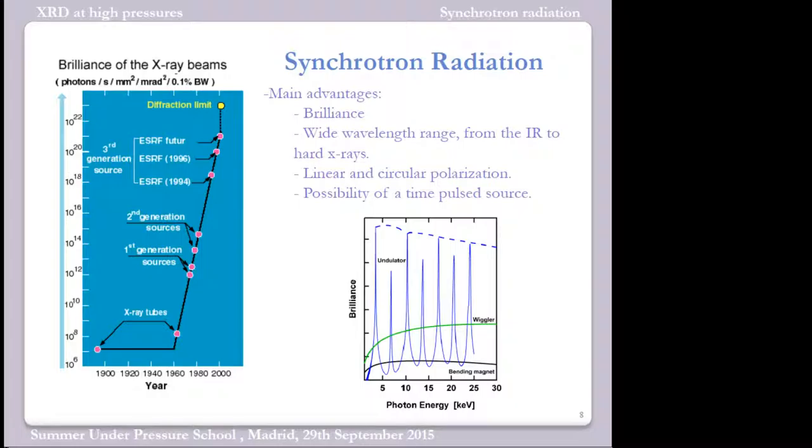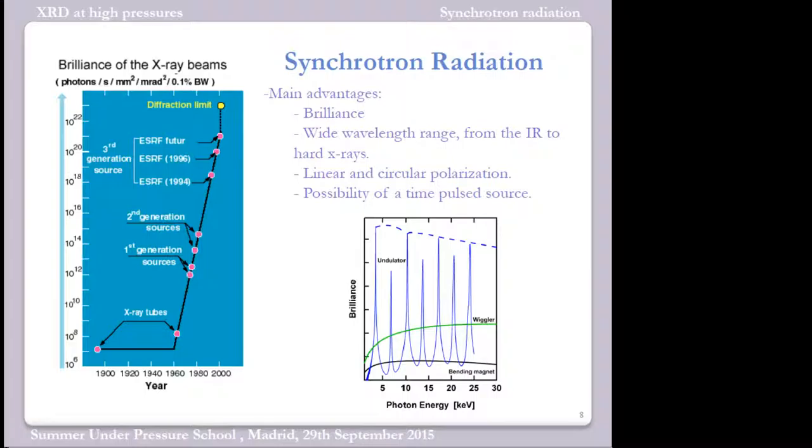So synchrotron radiation has a lot of advantages. It has a high brilliance, which means that it's very intense, but also that it is highly collimated, and it can be focalized to a very small spot. In addition, it covers a wide wavelength range from the infrared to hard X-rays. You have the possibility of linear and circular polarization. And finally, if you need to, you can also have time-resolved experiments.